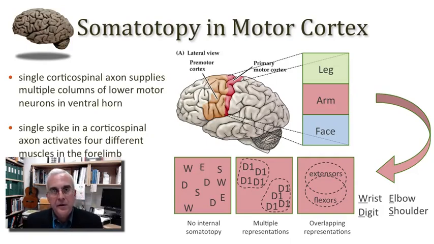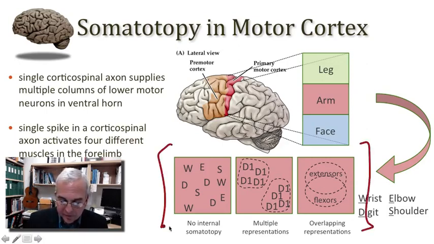If a single axon can innervate multiple columns of motor neurons, it makes some sense then that one would associate the activity of that single axon with movement of multiple muscles. So these anatomical features and these physiological features at the unitary level, I think, are a reflection of what we find at the level of maps in the precentral gyrus.